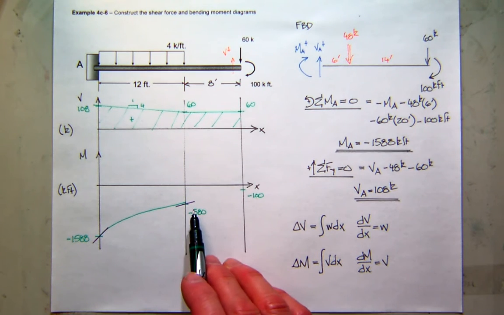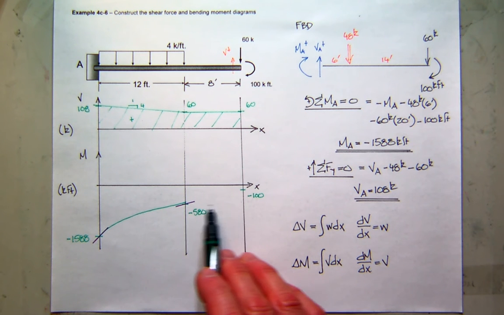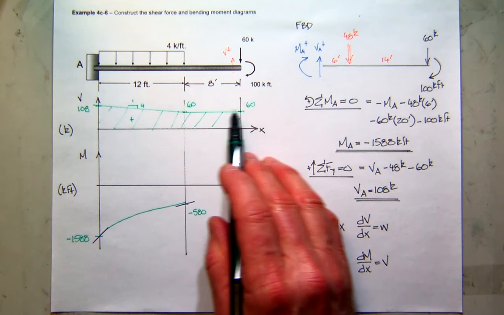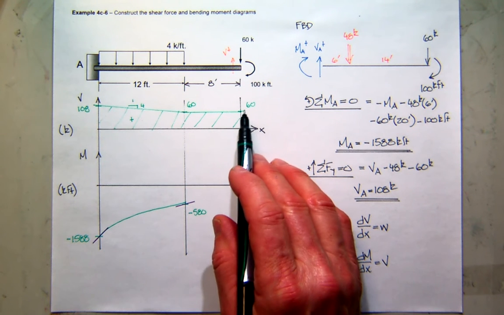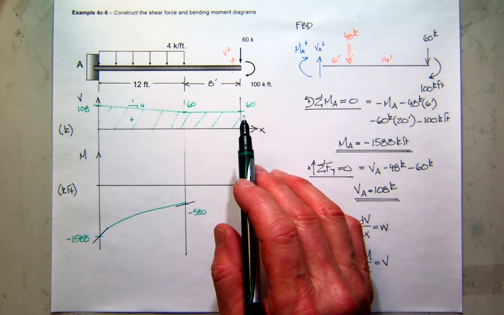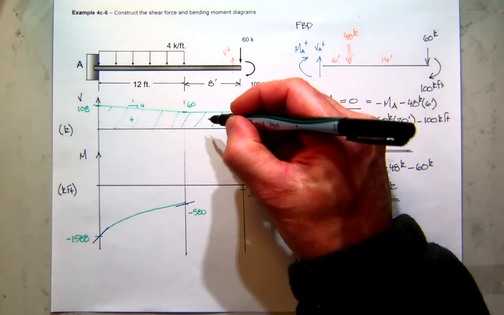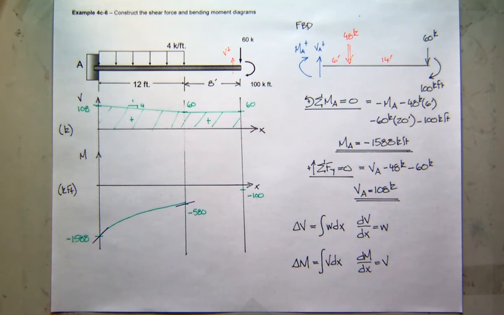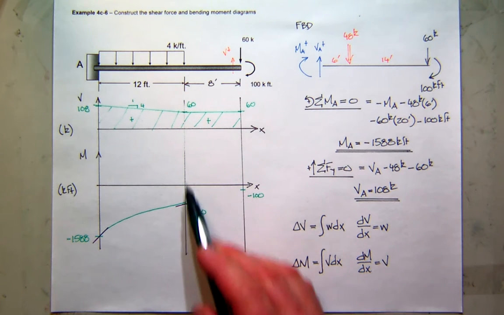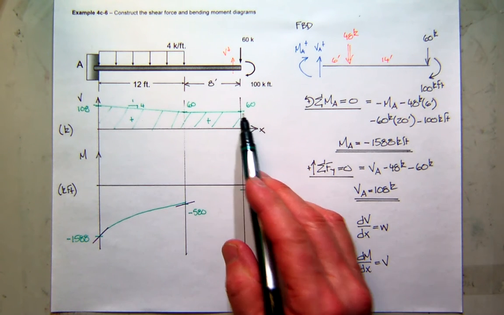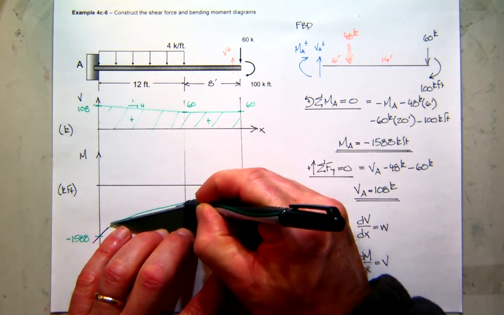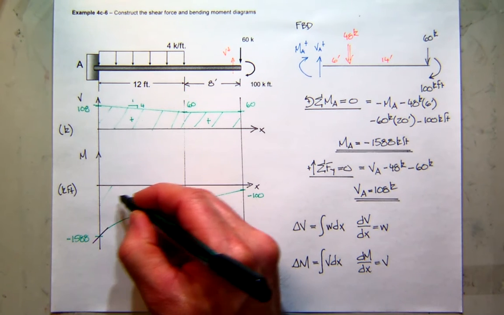Now the change in moment between 12 and 20 should be the area of this part of the shear diagram, which is rectangular. So it should be 8 times 6, which I believe is 480. And that's also positive area. So 580 plus 480 does bring us to negative 100. Yay. And then the slope is given by the shear. And you look up here, the shear is constant all the way across, so you get a constant positive slope. So there's your moment diagram.